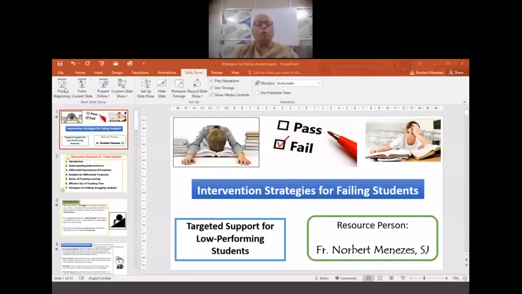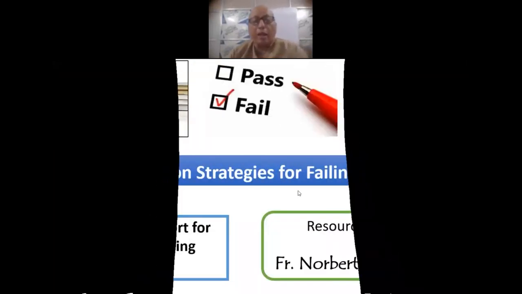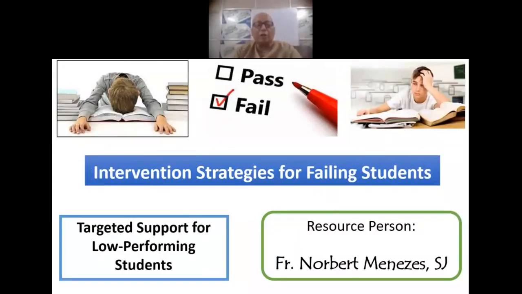For failing students. As we all know, in every class we have some students who are low performing. And what we should keep in mind is that every student should succeed. For that, I would like to take this topic today, when we come to the end of this academic year, so that we are better prepared to help struggling students or low performing students.